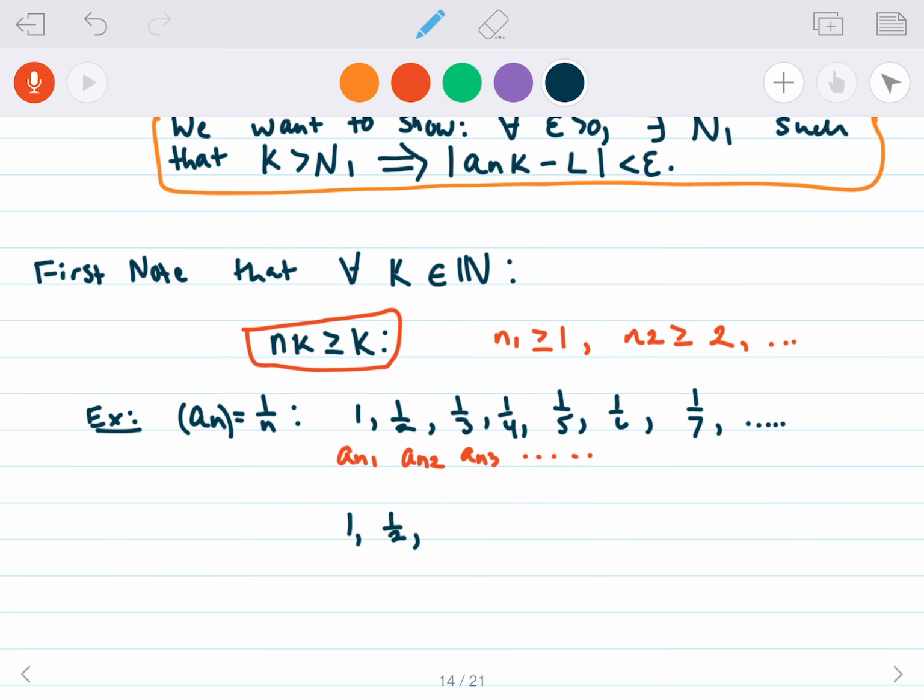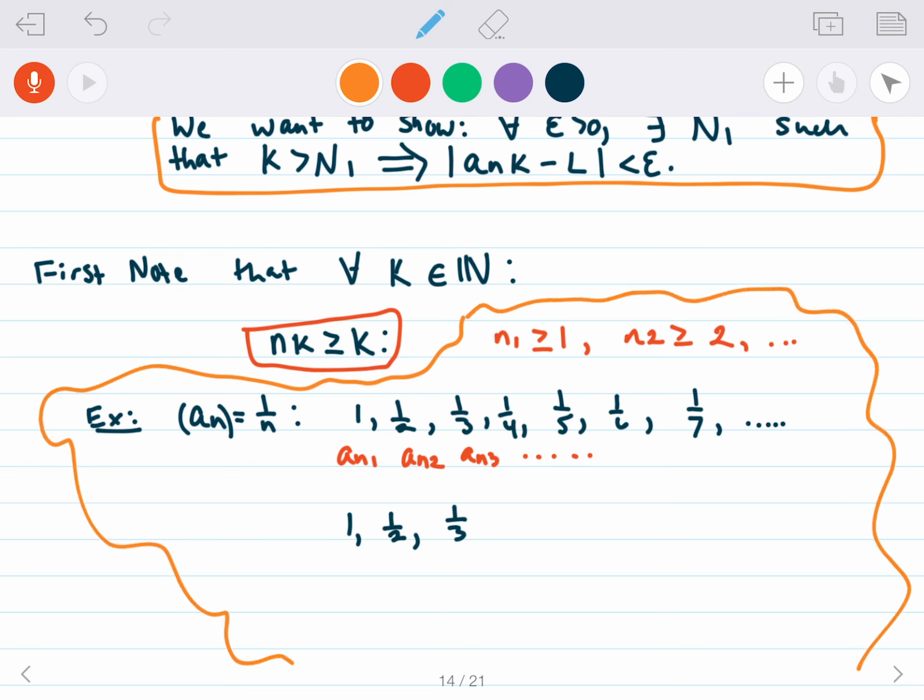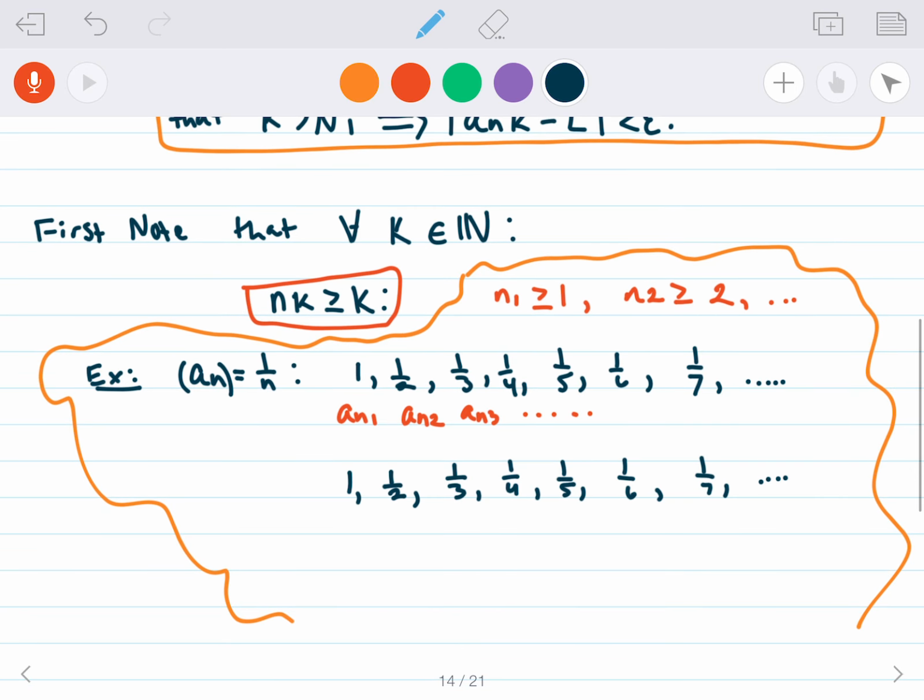So again, our original sequence. Now this is all scratch work, so I'm going to box it in orange so that we just ignore it with our proof. But anyway, here's our sequence again. We could make our subsequence start further along. We could say that this is a sub n1, and a sub n2 is right here, a sub n3 is right here, and so forth.